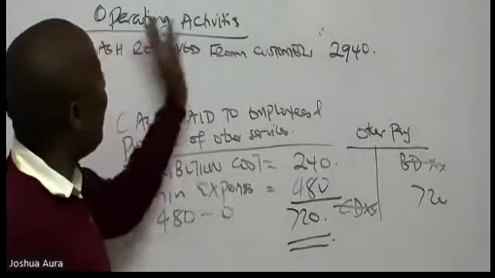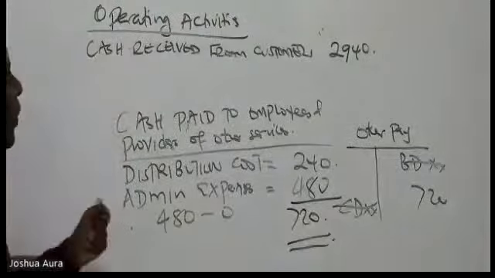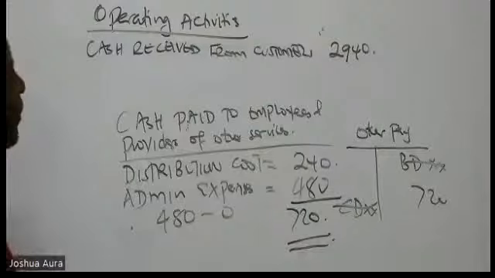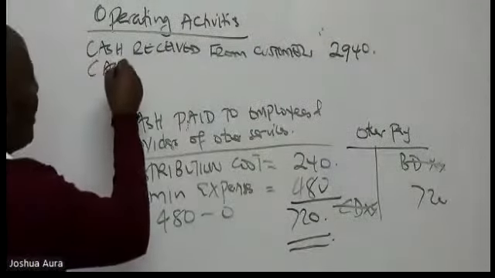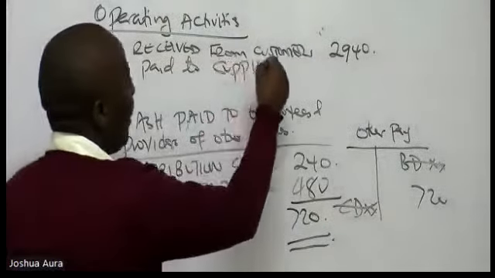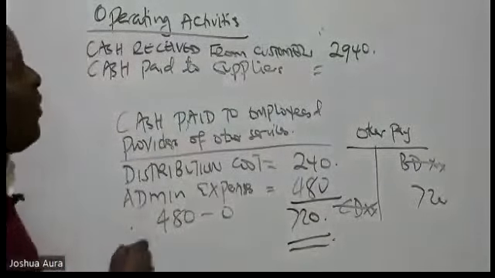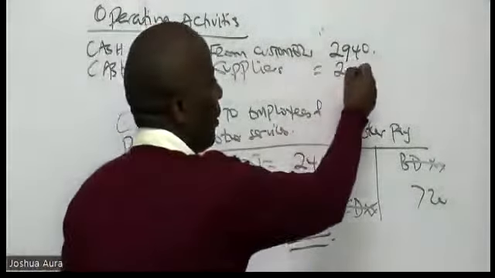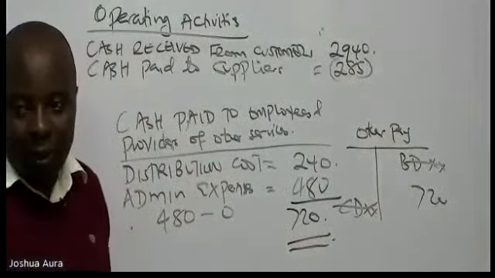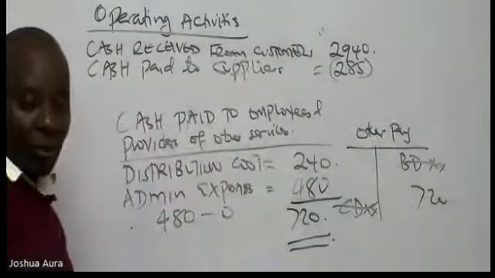So please write a summary for us there. Mention operating activities. The first one is cash received from customers. And then we have here cash paid to suppliers. Cash paid to suppliers, you guys had given me a figure of 285. Please remind me, was it 285? Yes. And then of course, this one we are subtracting.